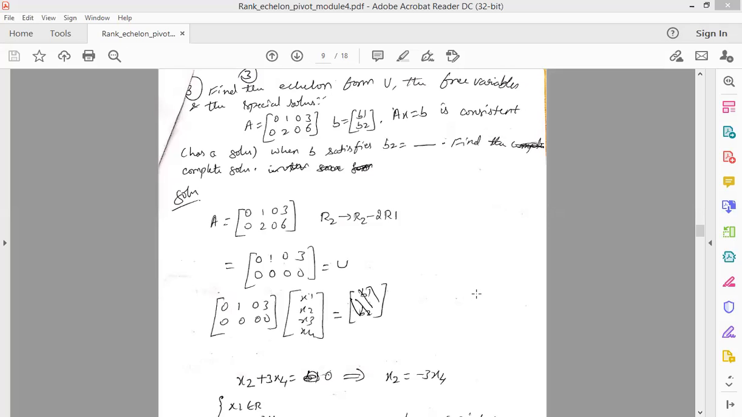In the last class, we were discussing the problem related to finding the complete solution. So we'll continue with this. The problem was: find the echelon form U, the free variables, and the special solutions for the matrix A, defined by Ax = b, which is consistent. Consistent in the sense that we'll be having a solution for this. Choose a solution when b satisfies the given condition. Find the complete solution for this problem. Here we'll just revise the steps that we have done.